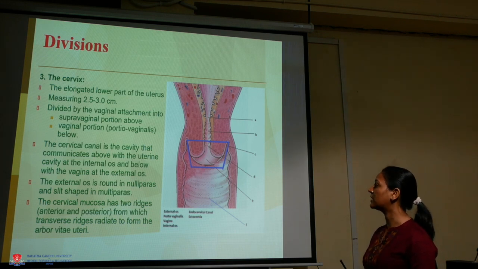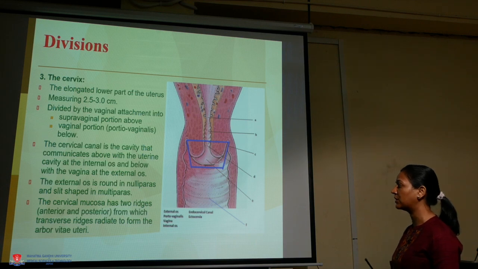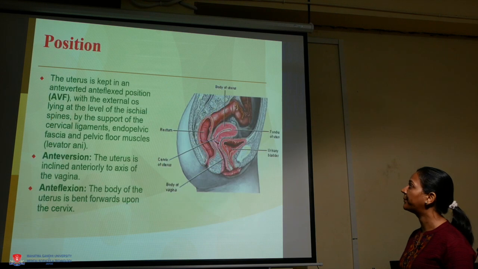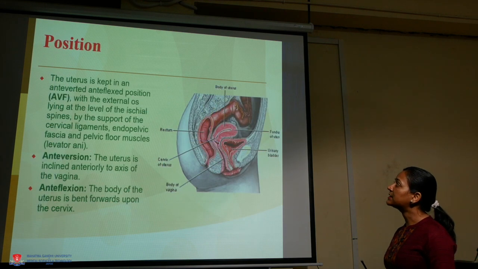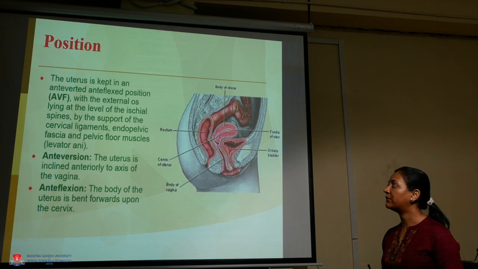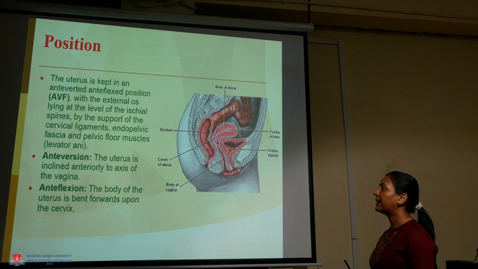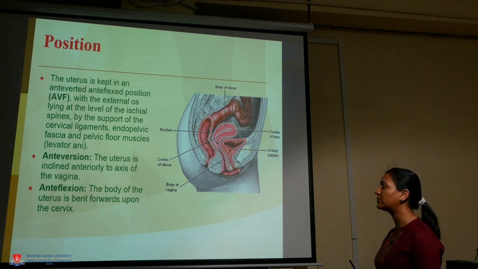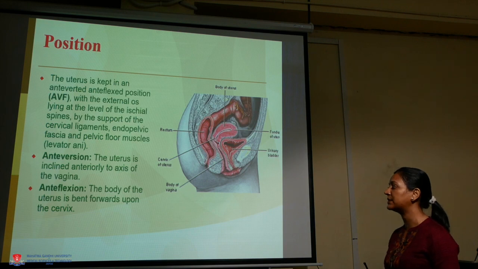The cervical mucosa has two ridges, anterior and posterior, from which transverse ridges radiate to form the arbor vitae uteri. Then the uterus is kept in an anteverted anteflexed position with the external os lying at the level of the ischial spines by the support of the cervical ligaments, endopelvic fascia and the pelvic floor muscles. Anteversion: the uterus is inclined anteriorly to the axis of the vagina. What is anteflexion? The body of the uterus is bent forwards upon the cervix, that is the angle between the uterus and the cervix.